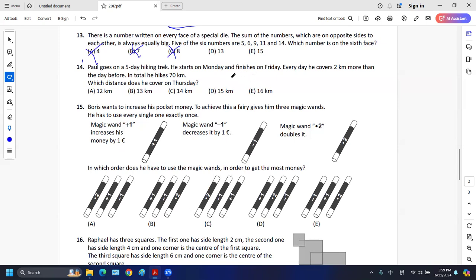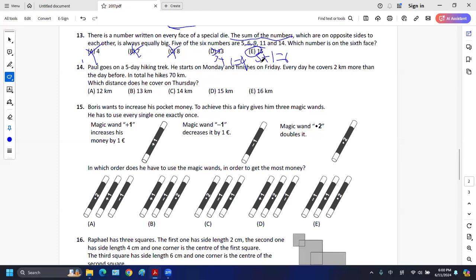So now it's up to D and E. So we're going to use 3 plus 1 because of the sum of the numbers. So 3 plus 1 is 4, but there's no 4 over here. Now E, 5 plus 1 is 6, and here's 6 right over here. So E is the answer.